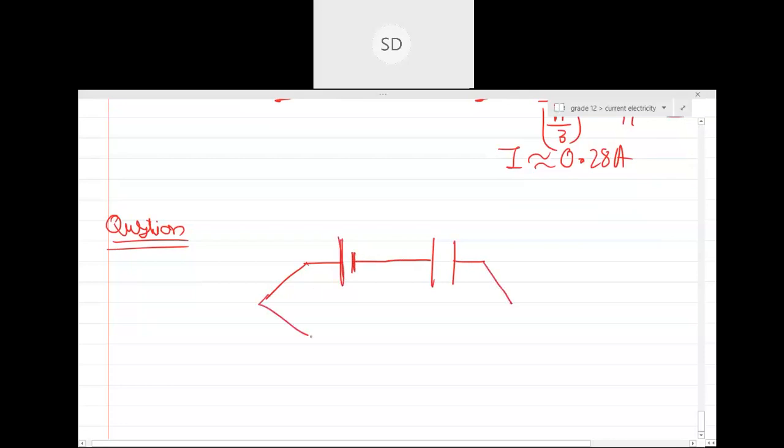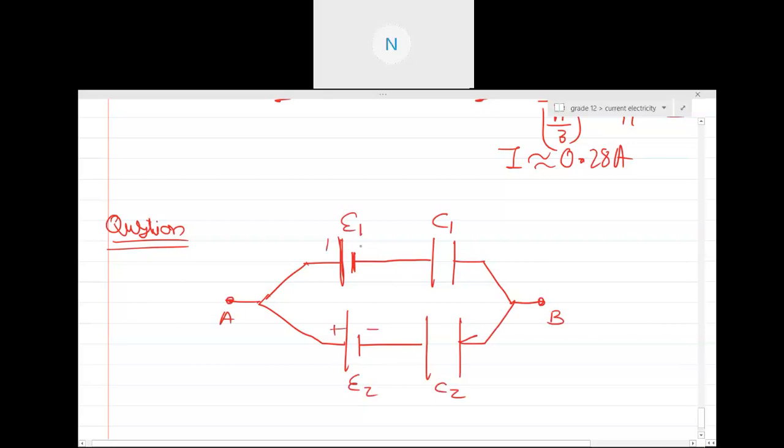Yes, sir. This is an ideal battery. Can you see same polarity? Okay. This is your E1, this is your C1, this is your E2, this is your C2. Can anyone tell me what is the net potential difference and C equivalent and E equivalent across? Find C equivalent and E equivalent across A and B.